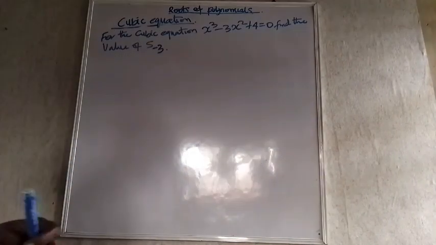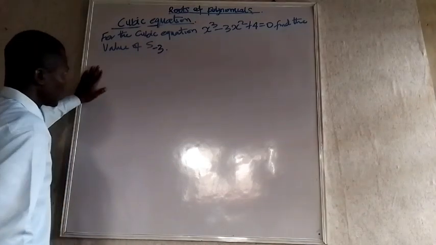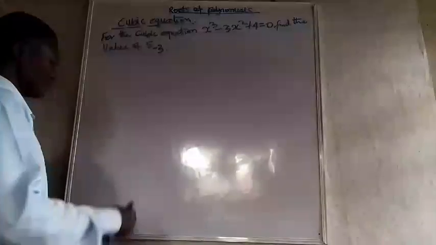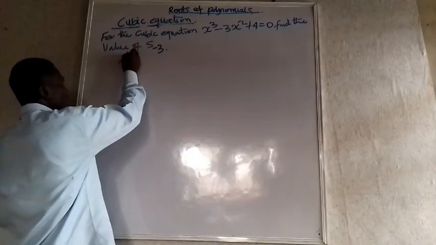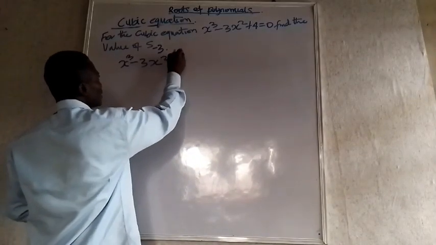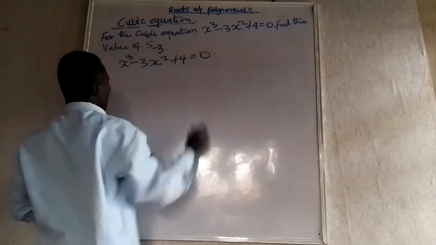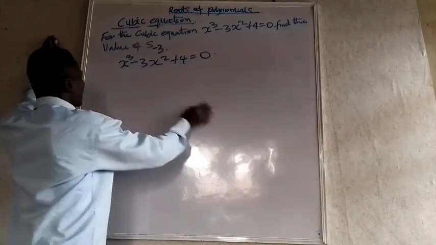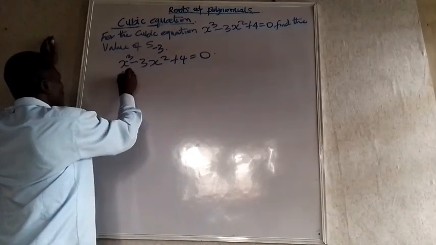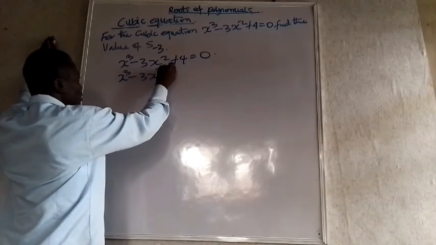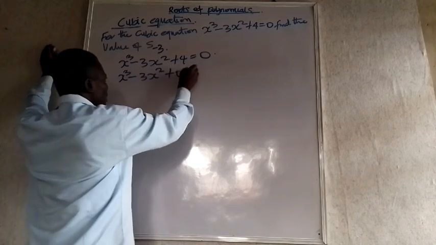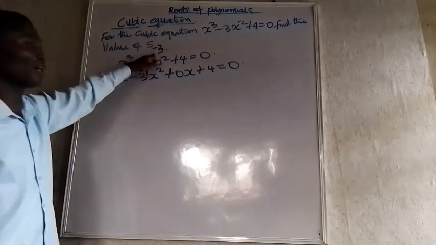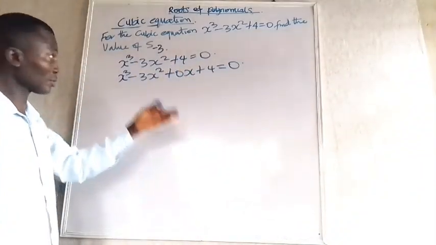For the cubic equation x cubed minus 3x squared plus 4 equals 0, find the value of s minus 3. We have this equation originally, and we have to find s minus 3. Now, I would like us to make it like this: x cubed minus 3x squared plus 0x plus 4 equals 0. Since we are looking for s minus 3, recurrence is the best technique to solve this.